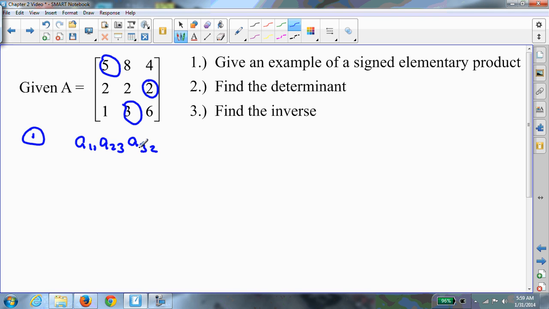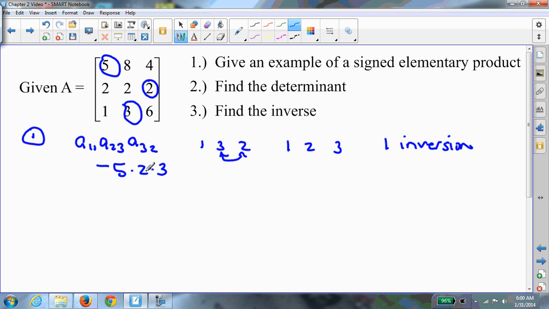To determine the sign, I write the rows in order, and then I look at the column indexes, which are 1, 3, and 2, and count the number of inversions that are necessary to put this back in order. The number of inversions is defined as the number of consecutive swaps that would put it together. So for example, if I swap 2 and 3, I would have 1, 2, and 3, and now the columns are in order. So this has 1 inversion. Now if it has an odd number of inversions, which is this case, the sign is going to be negative. So it's going to be negative 5 times 2 times 3.